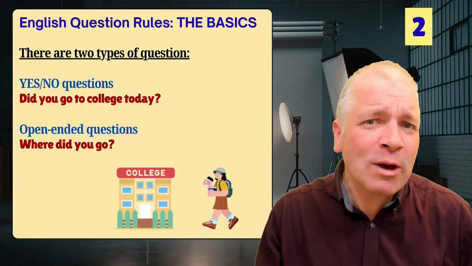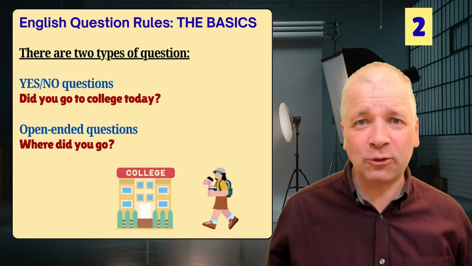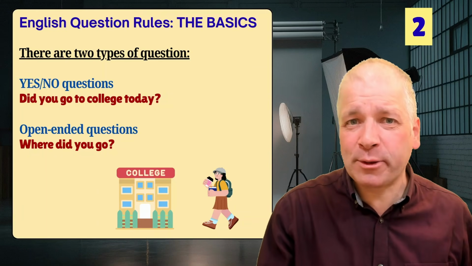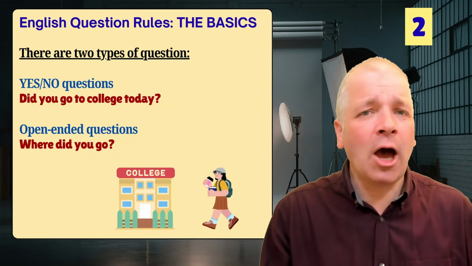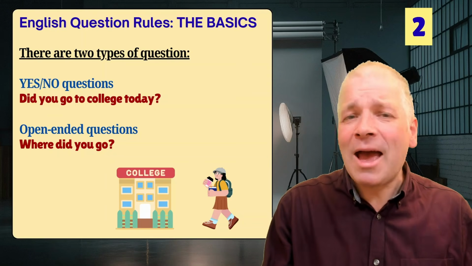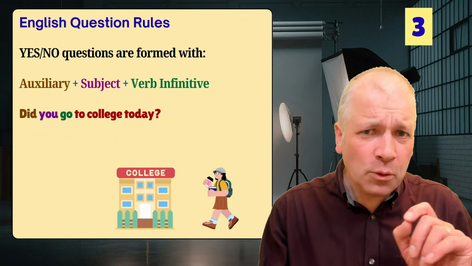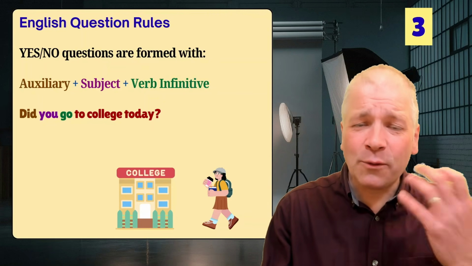But then there are other questions which we call open-ended. If I say, where did you go to college? Then any answer is possible. I went to college in London, I went to college in New York, I went to college in Mumbai, anywhere in the world. These yes or no questions are formed in the following way.